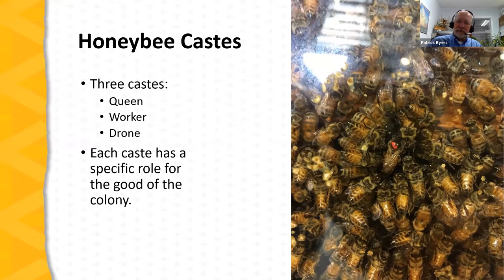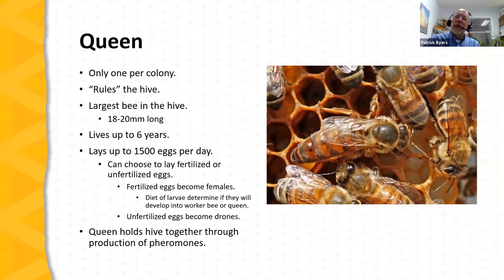So let's talk about the queen first. The queen is the largest honeybee in the colony, and there's usually only one per colony. She's typically about 18 to 20 millimeters long. She's the longest-lived bee in the colony. She can have a lifespan of up to 6 years. Her job in the colony, again, is to control the behavior of the colony and to lay eggs. And she lays lots of eggs, up to 1,500 eggs per day. It's very interesting.